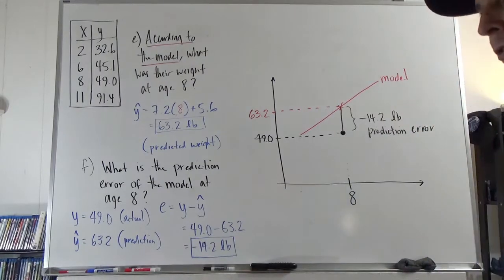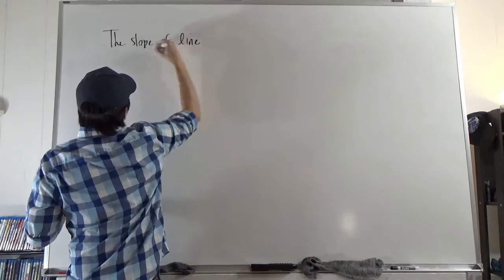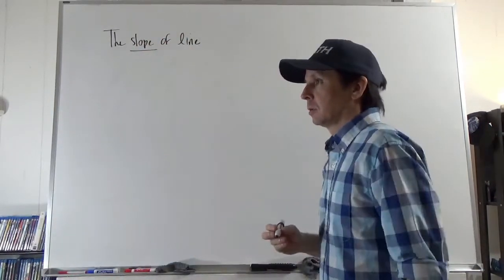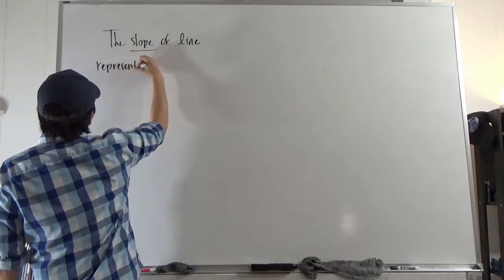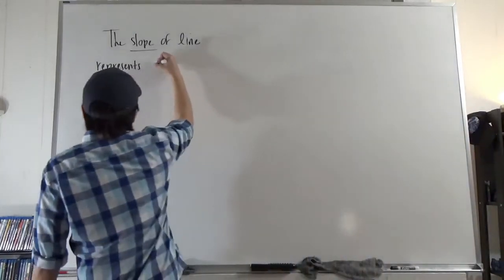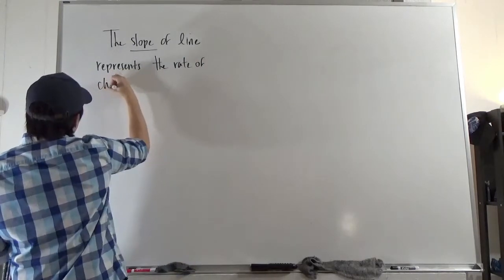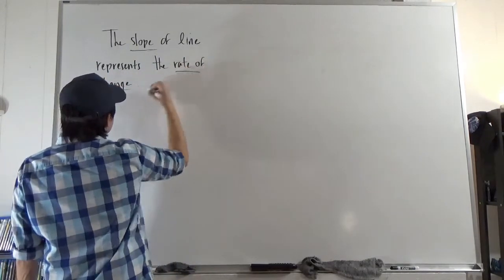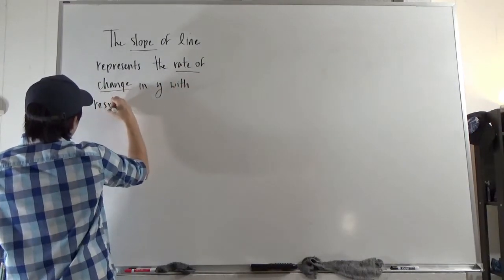I'm going to talk about slope next. Okay, next is the slope of a line. It represents, either the graph of it or the equation, the rate of change in y with respect to x.